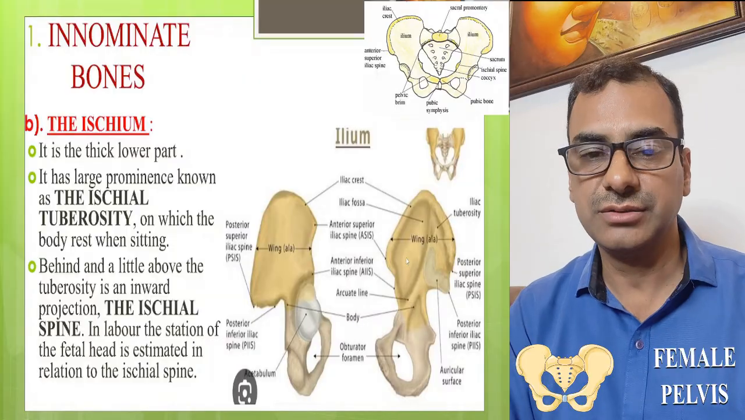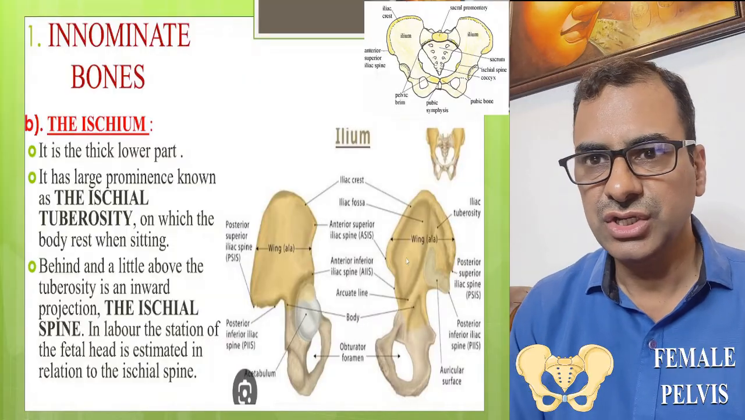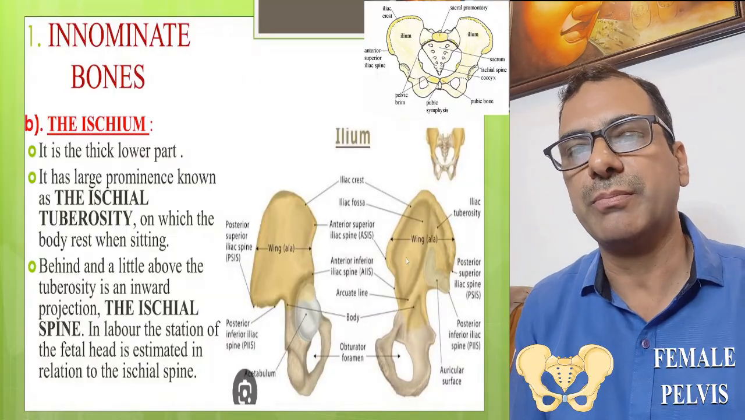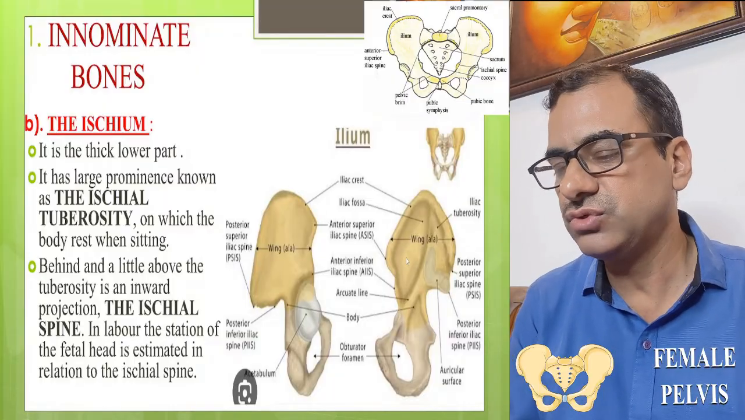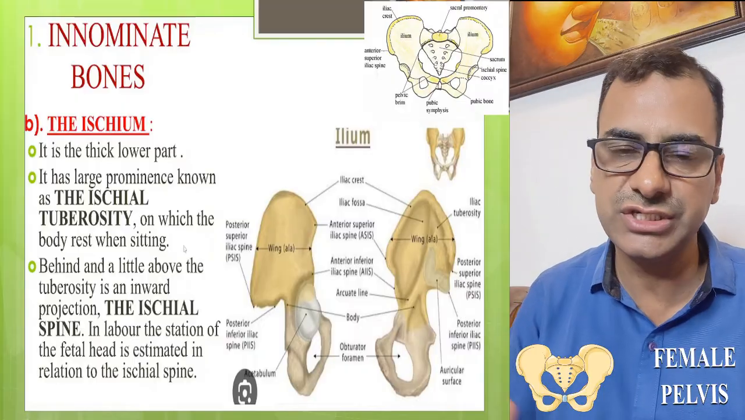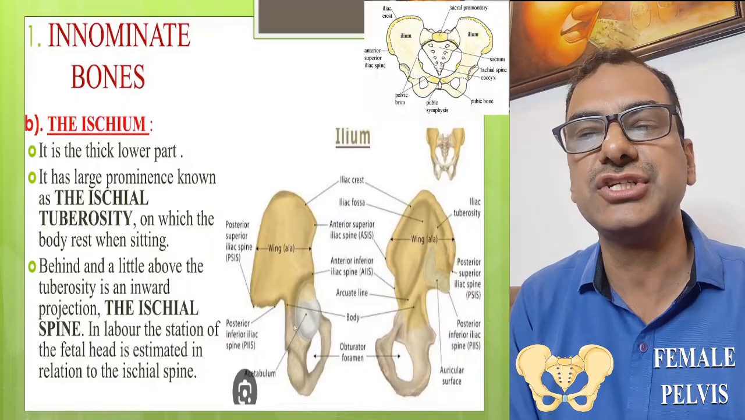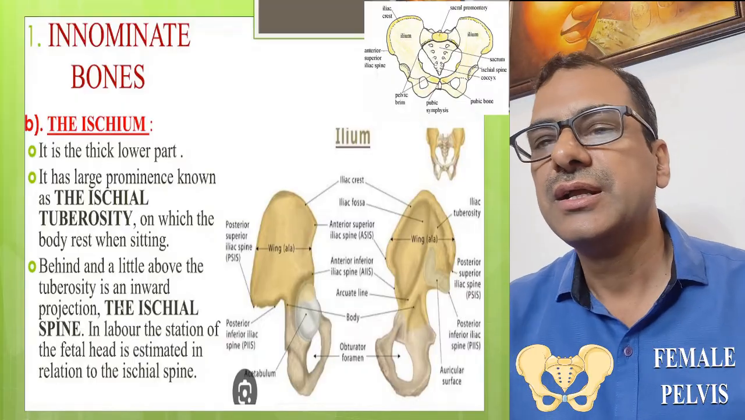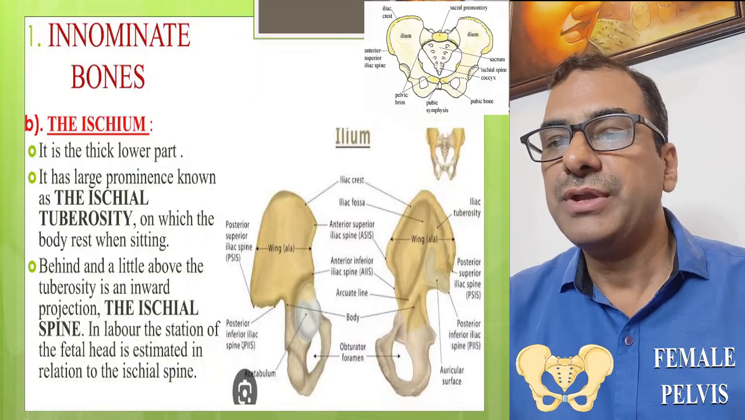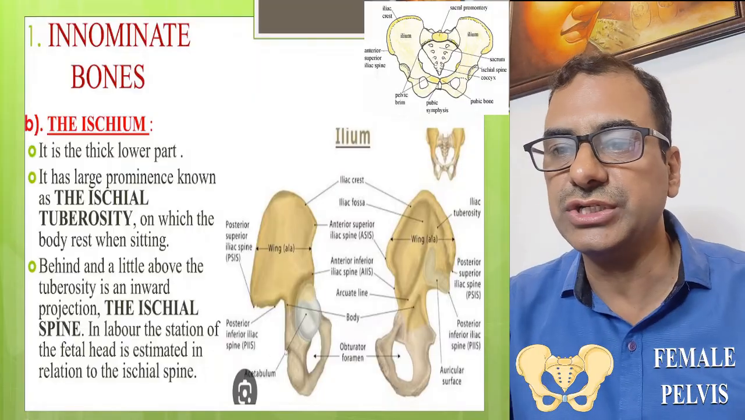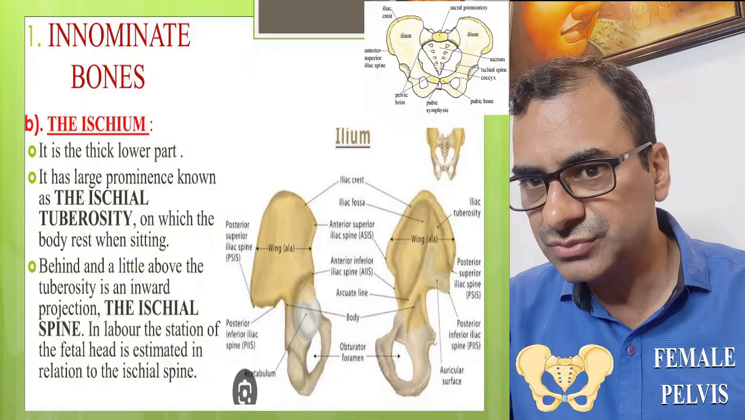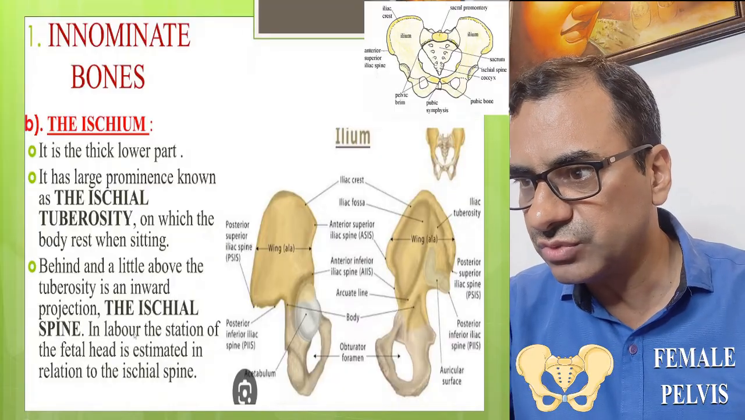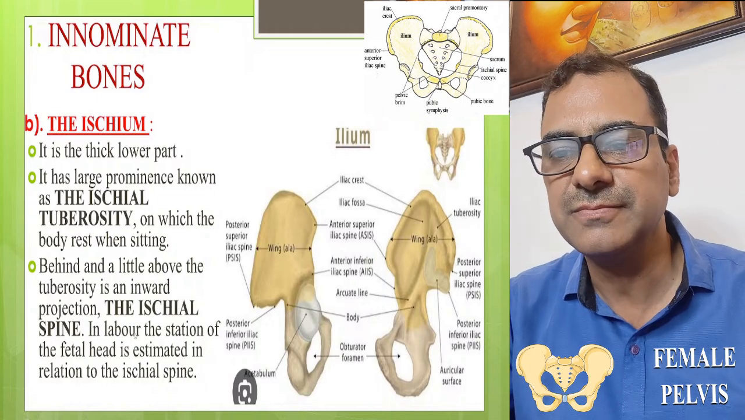Then the second part is the ischium. This is the thick, lower part. This lower part is very strong, and we sit on the ischial tuberosity. Behind the ischial tuberosity there is a projection known as the ischial spine. So this one is the ischial spine.